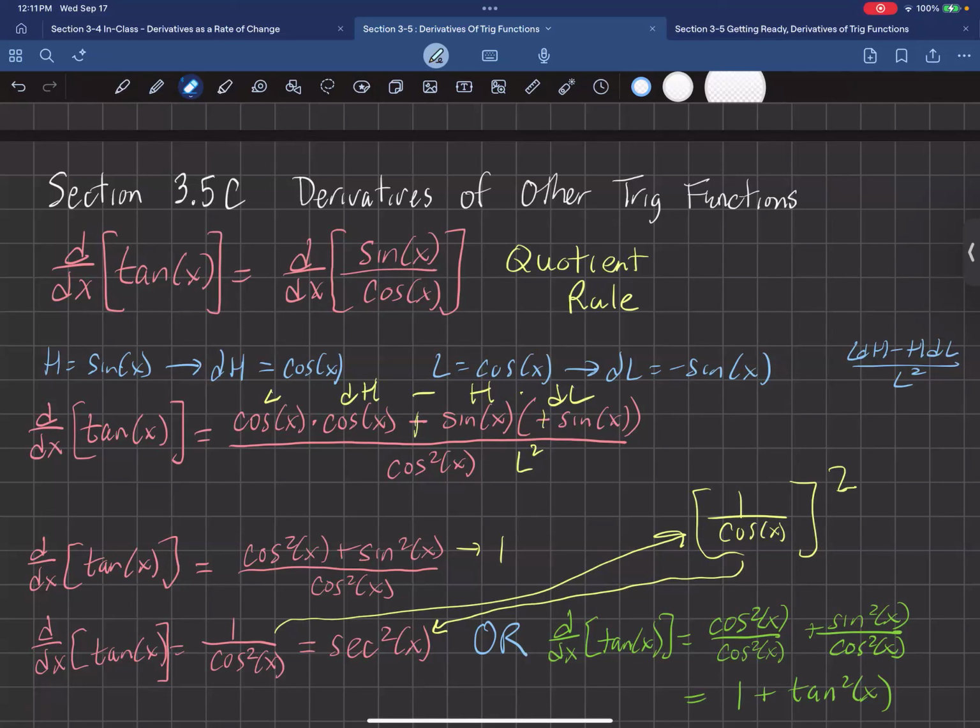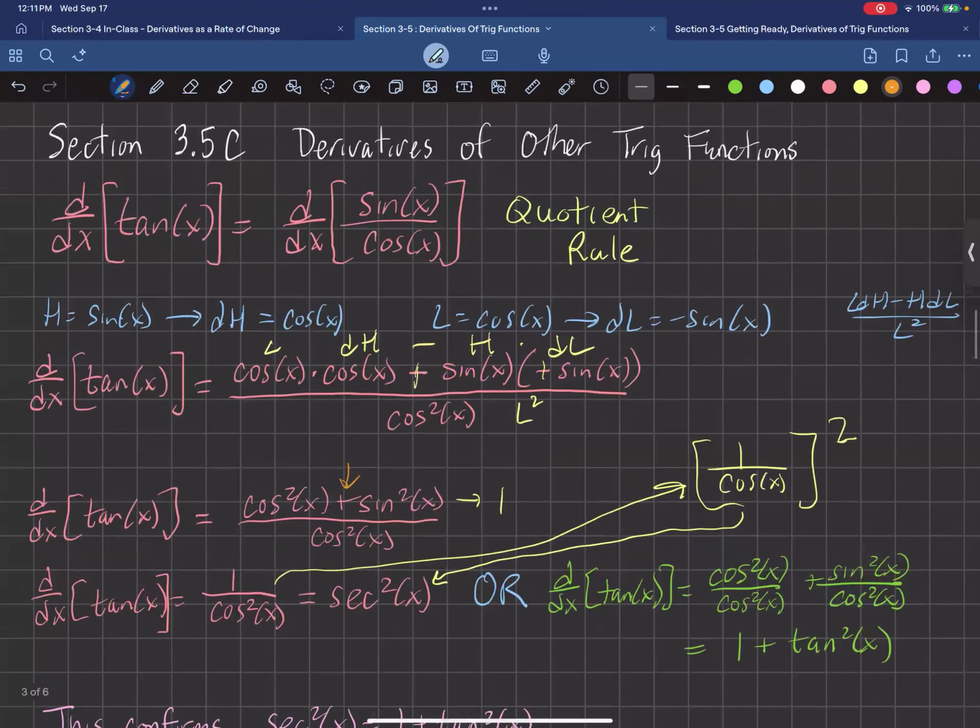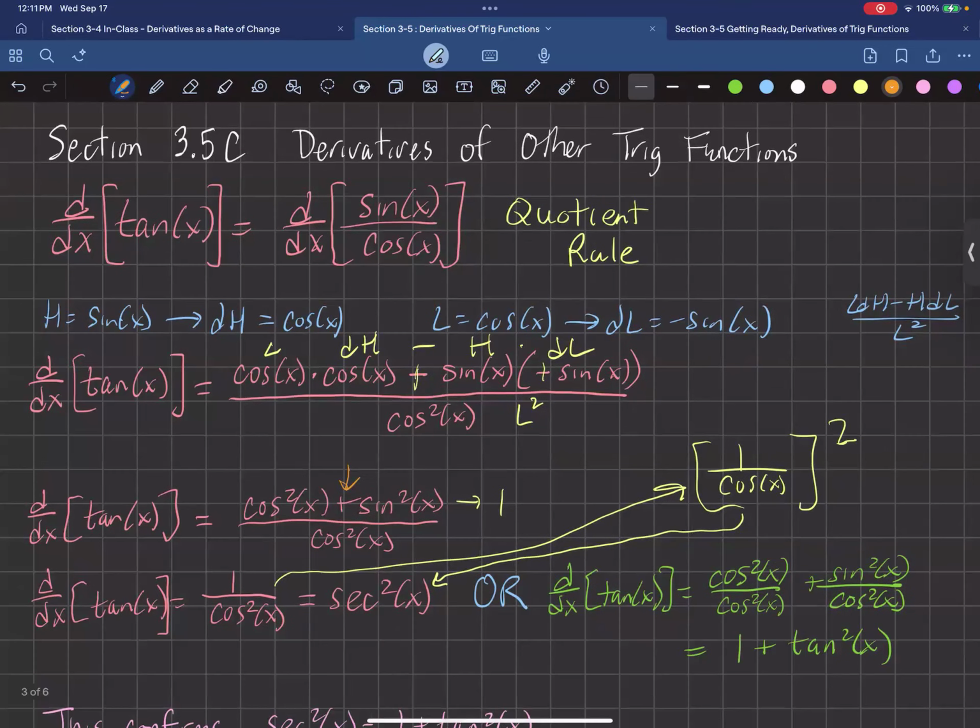Another way to do it is to split up the fraction. Okay, so if you split up the fraction, we do cosine squared x over cosine squared x, and then the plus sign here breaks up the fraction. And we have sine squared x over cosine squared x. Cosine squared x over cosine squared x just cancels. We get a 1. Sine squared x over cosine squared x is tangent squared x. So this is 1 plus tangent squared x. That's another derivative of tangent x.